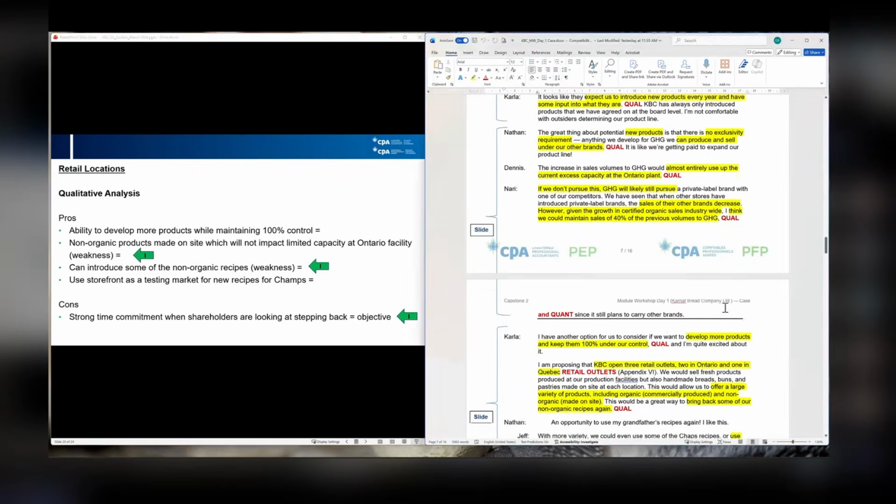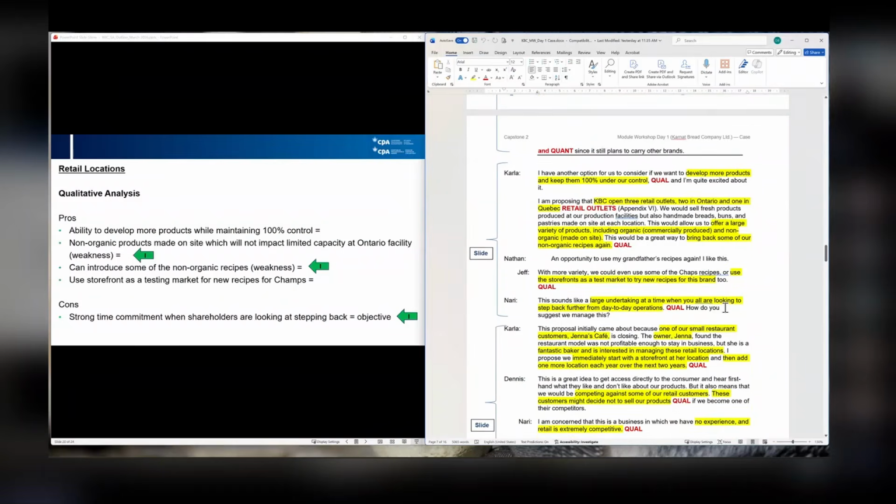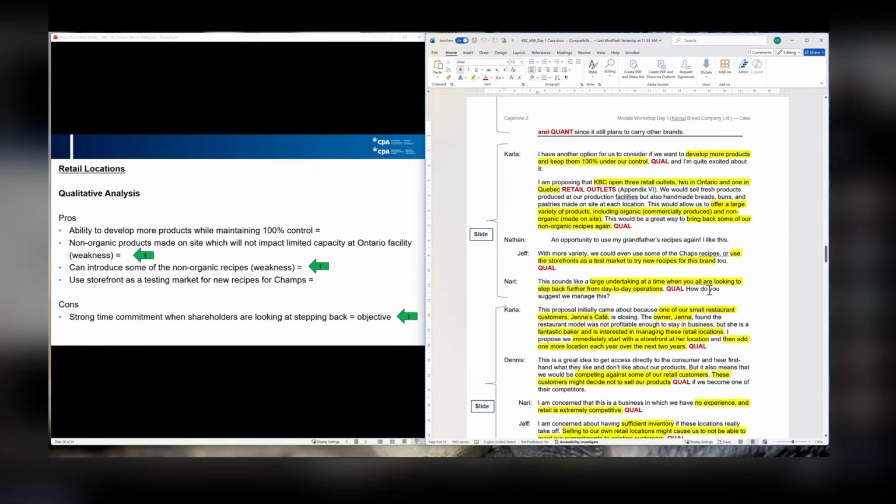Now, if you notice, as I've read along, I've actually taken a bold line and marked it across where the information is done for a particular strategic option and where new information starts for a new option. So retail locations. Here are some pros that I'm going to extract. Well, they have the ability to develop more products while maintaining 100% control.